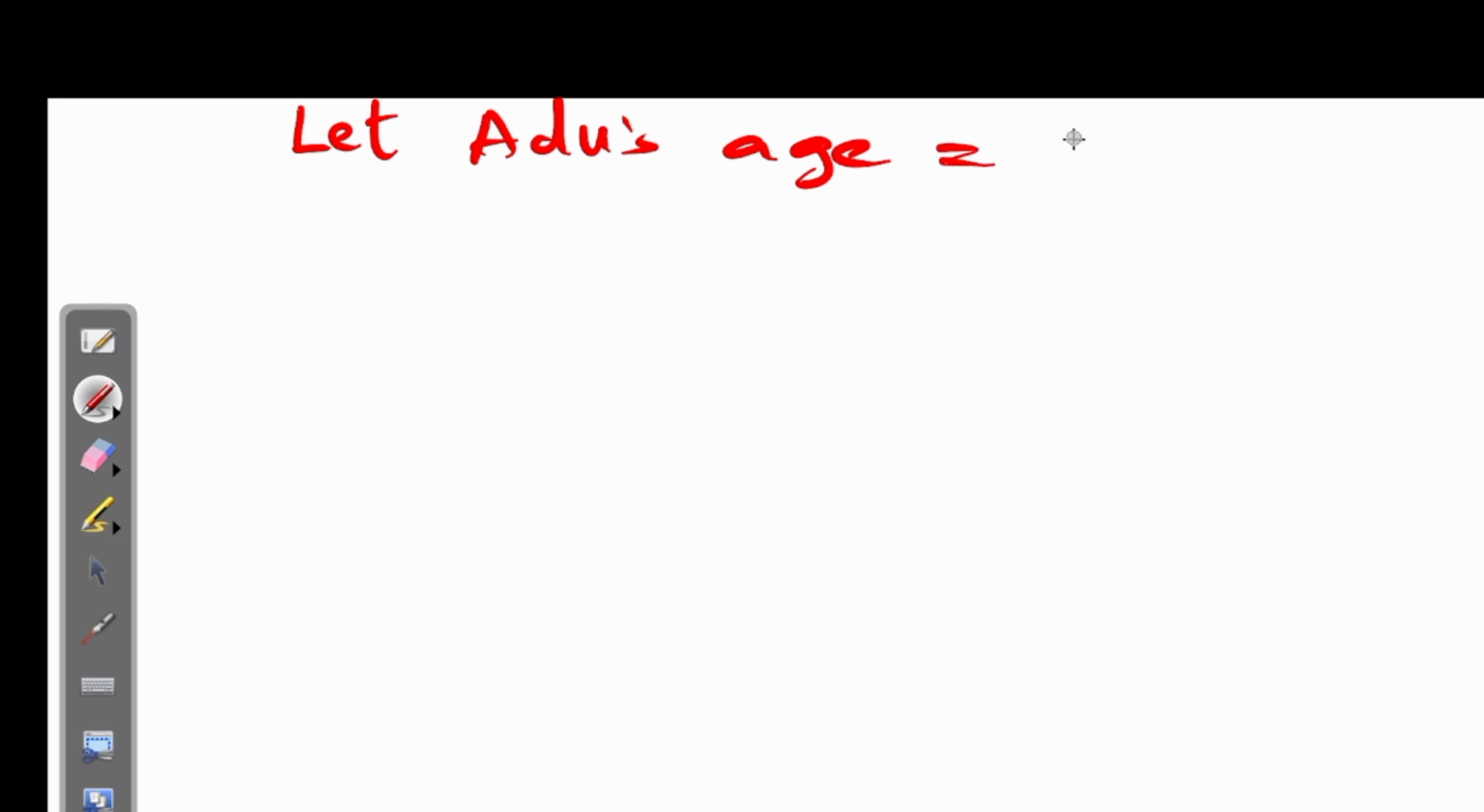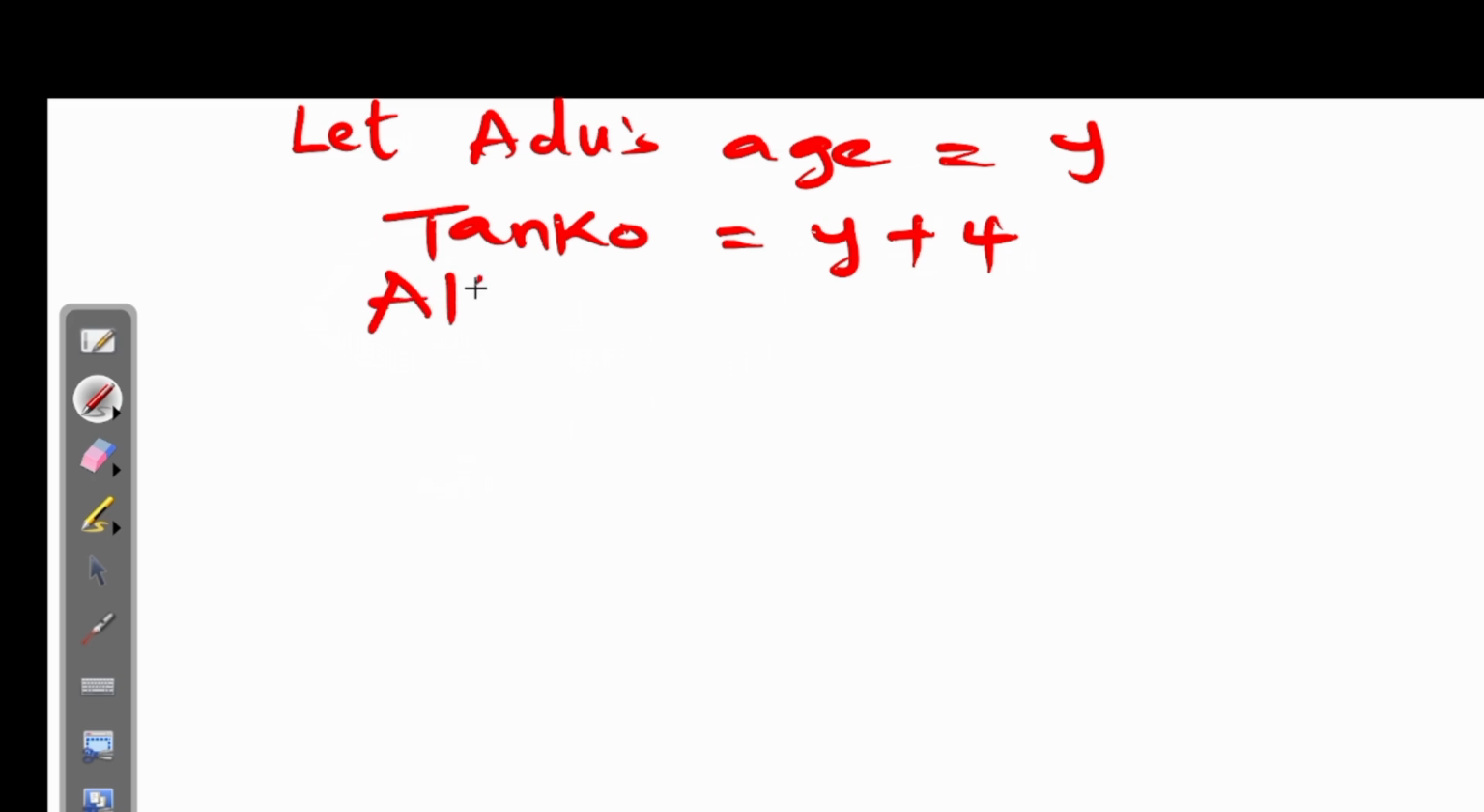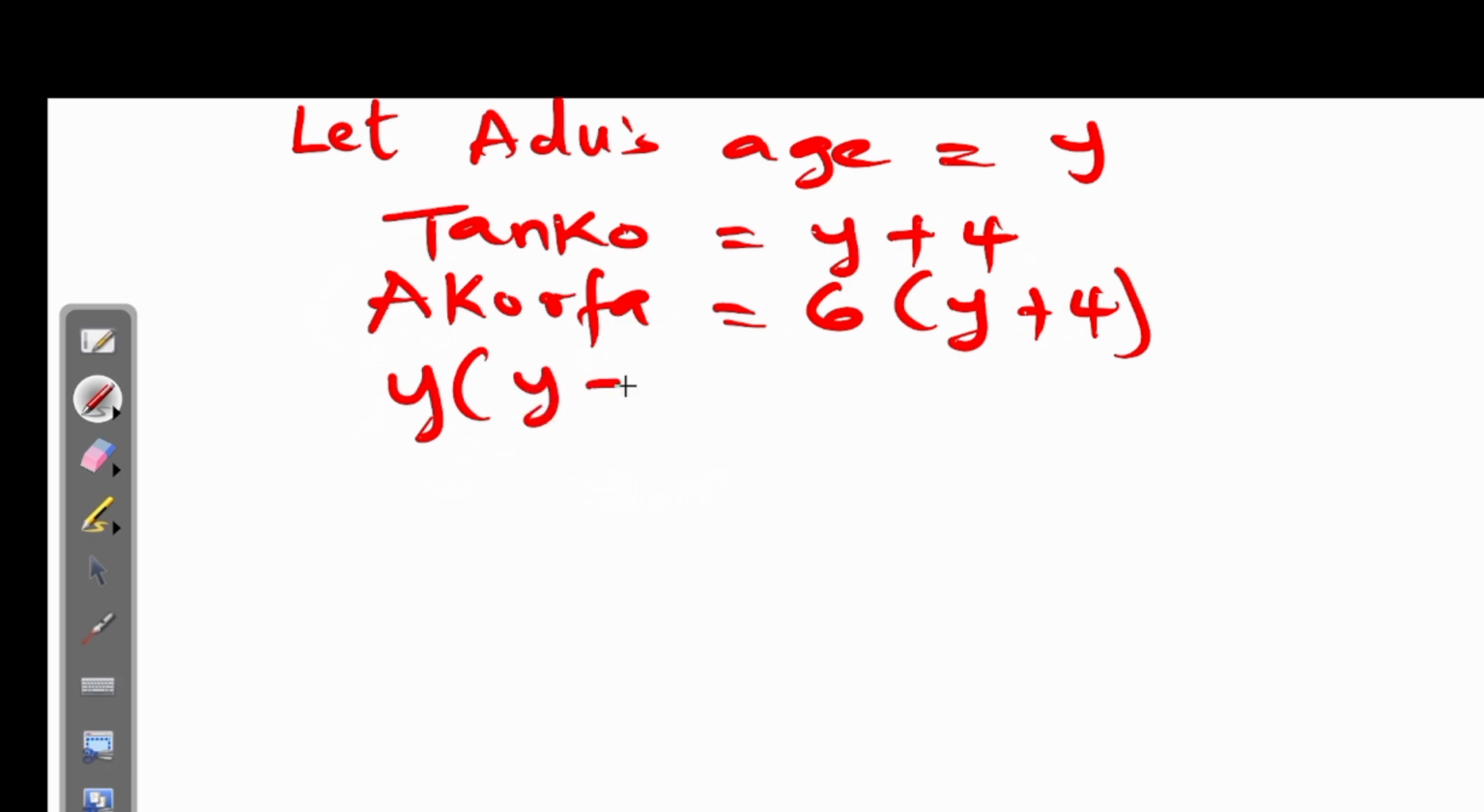age be y. If Adu's age is y, Tanko is 4 years older. So Tanko will be Adu's age plus 4, which is y plus 4. And Akopa is 6 times Tanko's age. Now, the product of Adu and Tanko's age.